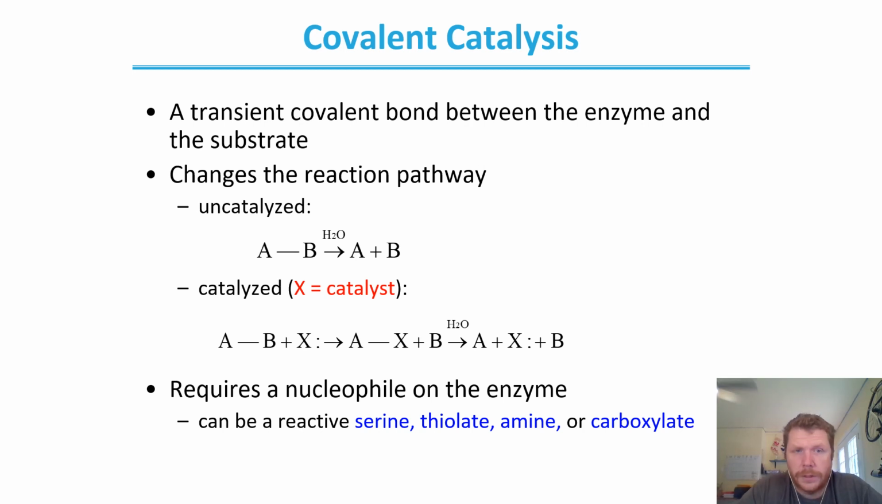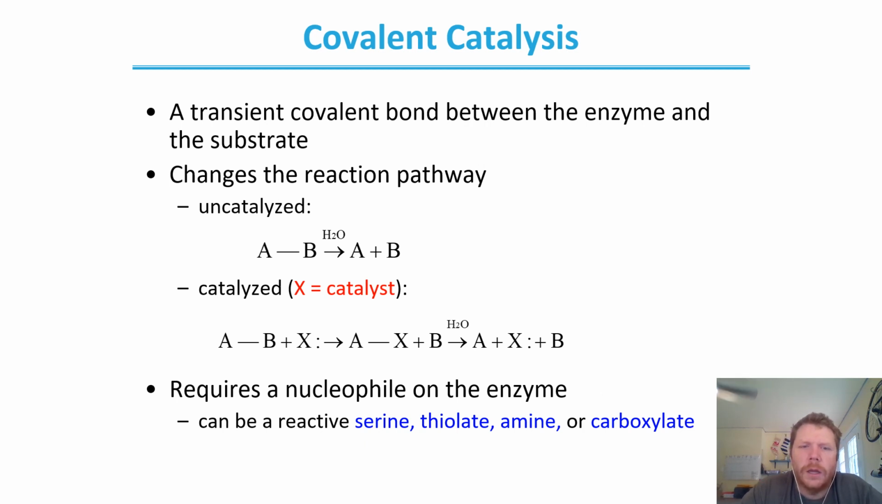Now, covalent catalysis is a type of catalysis in which a transient covalent bond between an enzyme and substrate is formed. So there are changes to the reaction pathway. In an uncatalyzed reaction, A and B are bound to one another, and with the help of water, that bond is broken, and your products are A plus B.